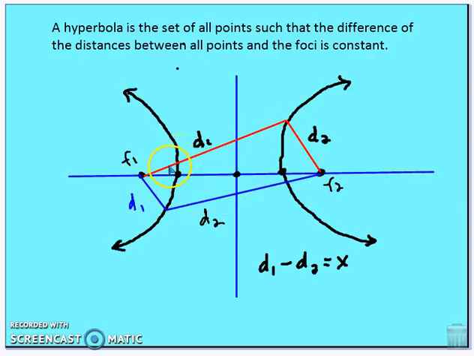So the distance from focus 1 to the hyperbola branch on the right minus the distance from focus 2 to the hyperbola is going to be the same as the difference between focus 2 to the second branch on the left minus the distance from focus 1 to the branch on the left. So the difference of the distances from the foci to the hyperbola branches is going to be constant. That's the definition of a hyperbola.